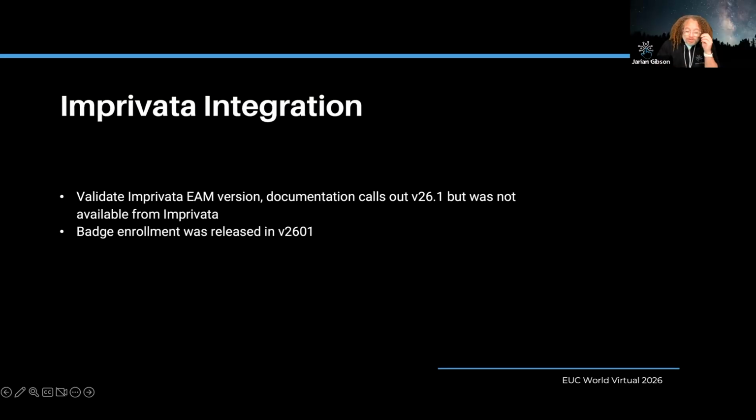Any quick closing thoughts? Because we have to head over to the closing and prizes. Nope. I think Imprivata badge enrollment wasn't available until 2601. So if you really want to test this and you have a tap and go, 2601 is the version you want to deploy. Any earlier versions like the 2511 are not available. So look at the 2601.